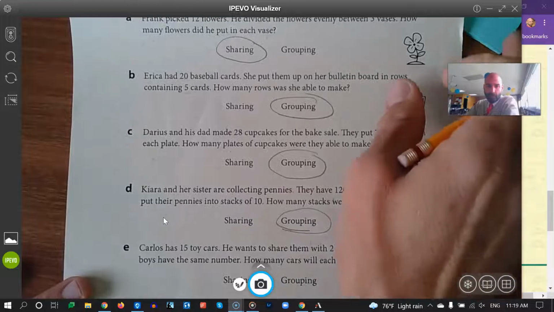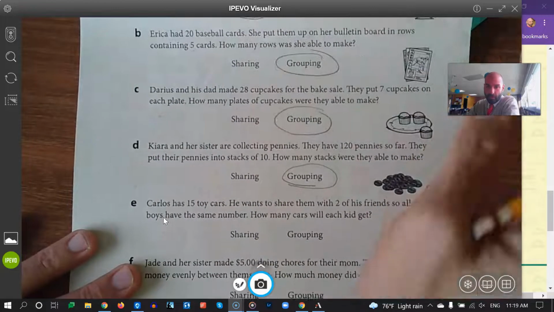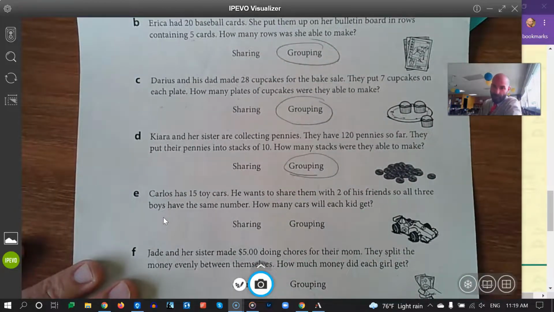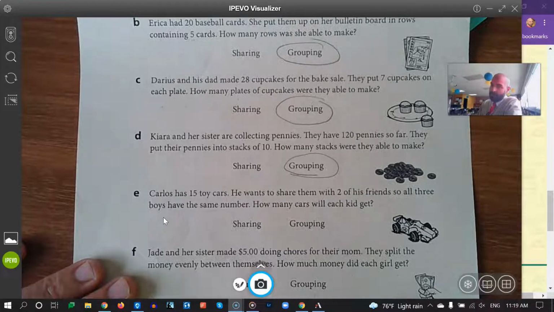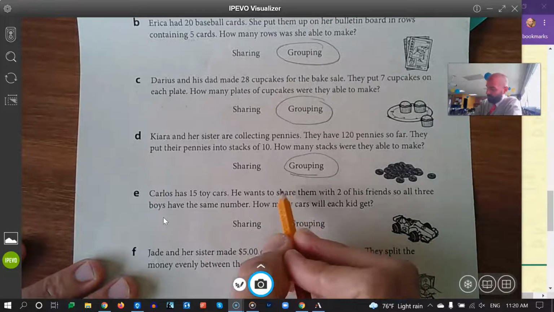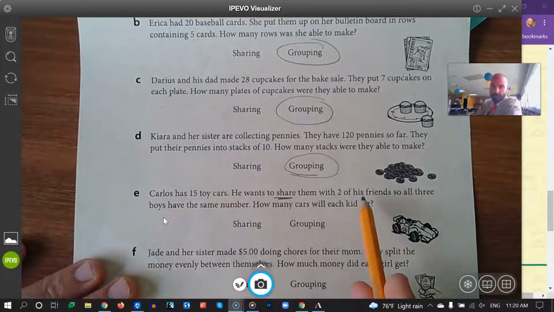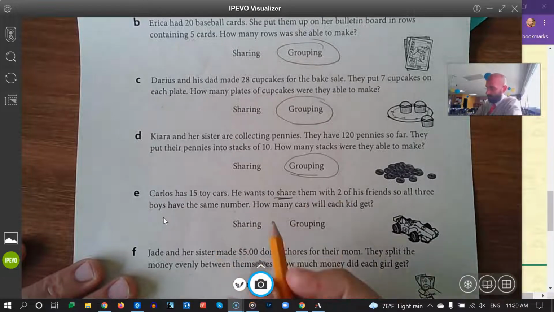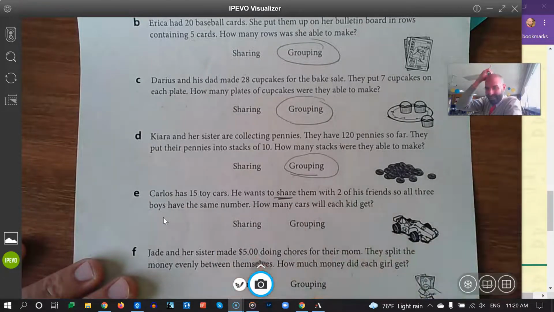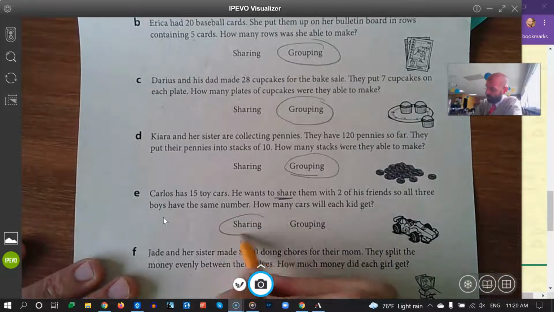Okay. Carlos has 15 toy cars. He wants to share them with 2 of his friends, so all 3 boys have the same number. How many cars will each kid get? So this is our sharing one. They even have that word share in there. So I have 15 divided into 3 groups, and it's a sharing thing. It's weird. I wish there was another term for that, but that is sharing.